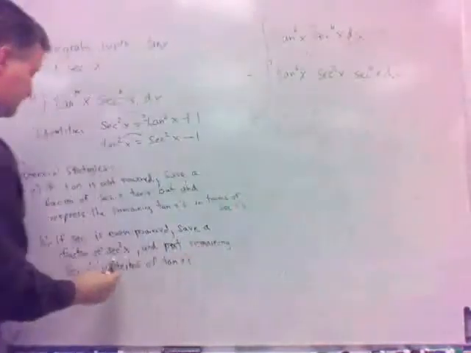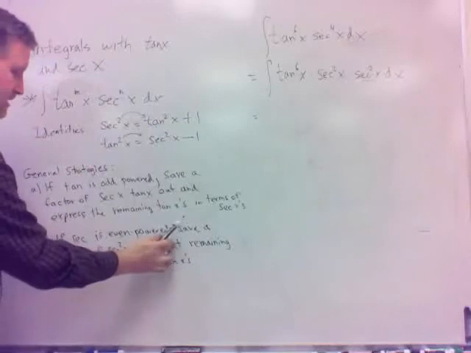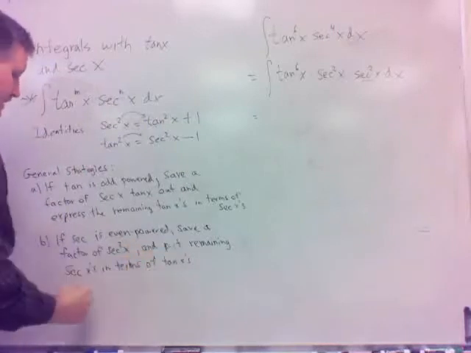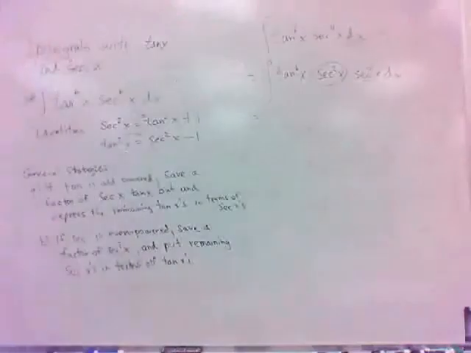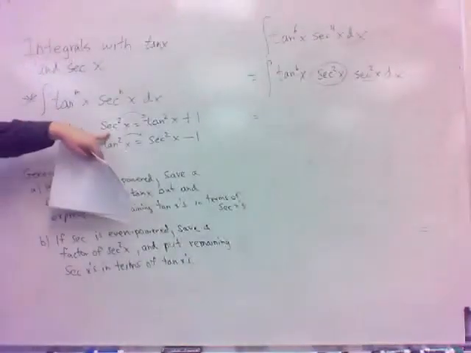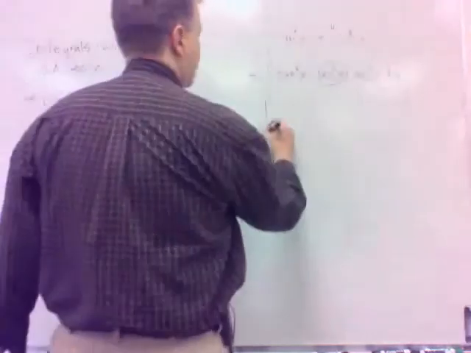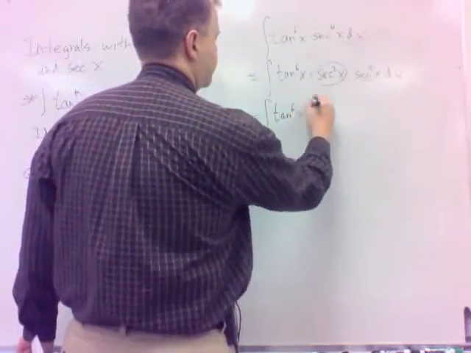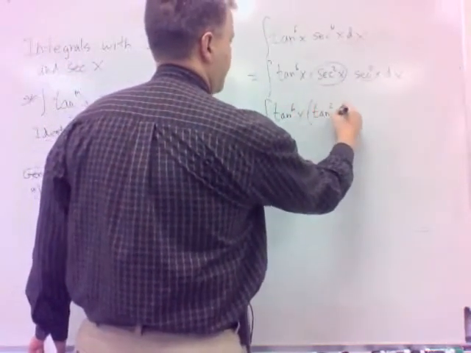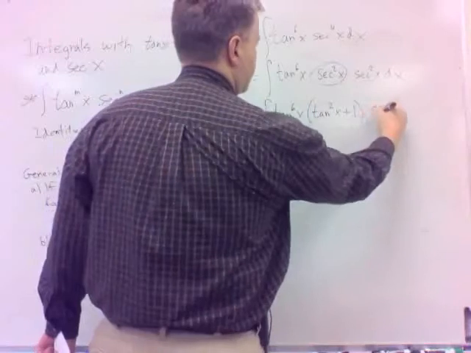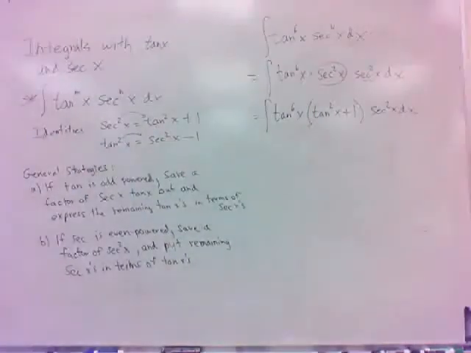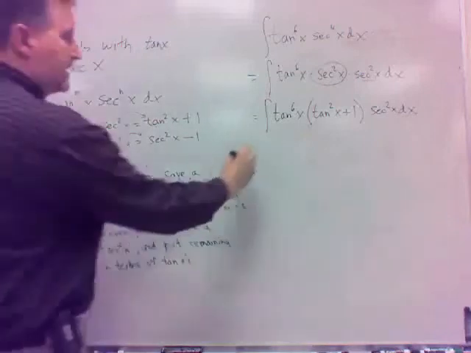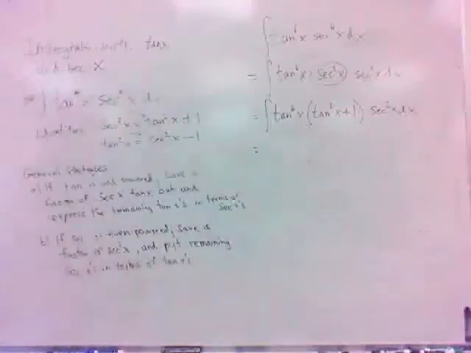Then put the remaining secants in terms of tangents. So here's the remaining secants. It's a secant squared, and secant squared is tangent squared plus 1. So we have tangent to the 6th x times tangent squared x plus 1 times secant squared x dx. Works out good again. Actually, now this one is going to work out pretty well.